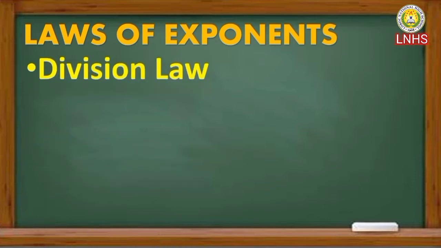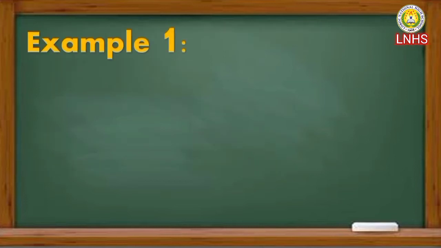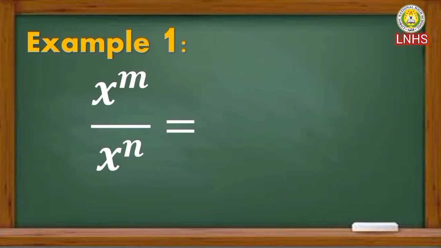Division law. To divide expressions with like bases, keep the base and subtract the exponents. Example number 1. x raised to the power of m over x raised to the power of n is equal to x raised to the power of m minus n. In division law, we subtract the exponents of the common variable. We assume that the value of m is greater than n. So we have x raised to the power of m minus n.